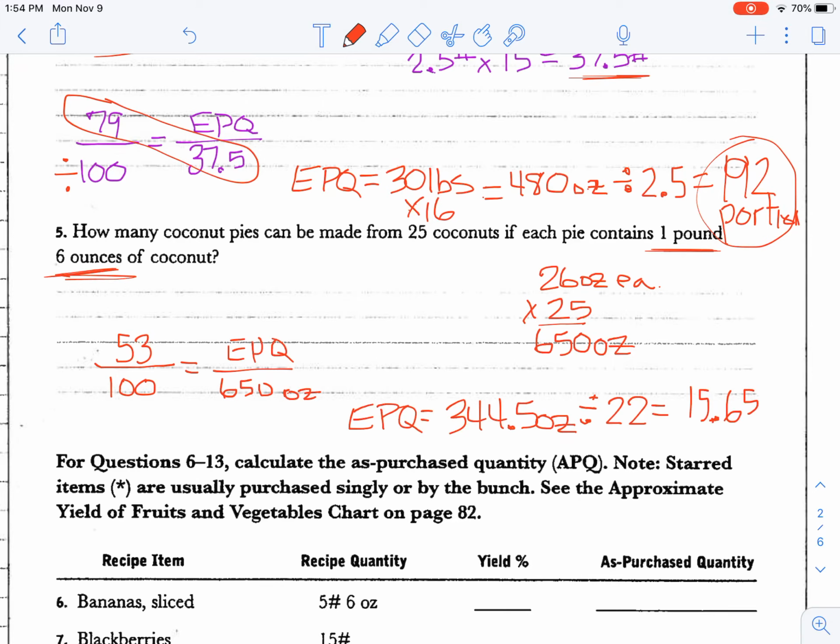Can you make part of a pie? No. The rules for rounding tell you to round that up. Would you have enough to make 16 pies? No. When you talk about how many portions you have or how many pies you can make, you're always going to round down. You can only make 15 pies out of those 25 coconuts.